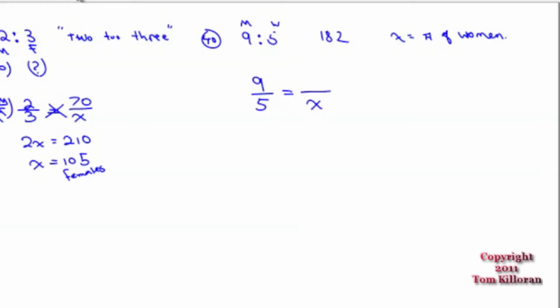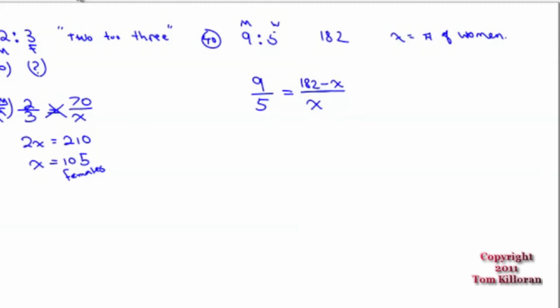182 is everybody. You could put y up there, but then you have two variables and it's really hard to solve for one variable. It's not X minus 182. It's 182 minus X, because you have a total of 182 and you used up X of them as females. So this would be 182 minus X, and then you get a nice little proportion.